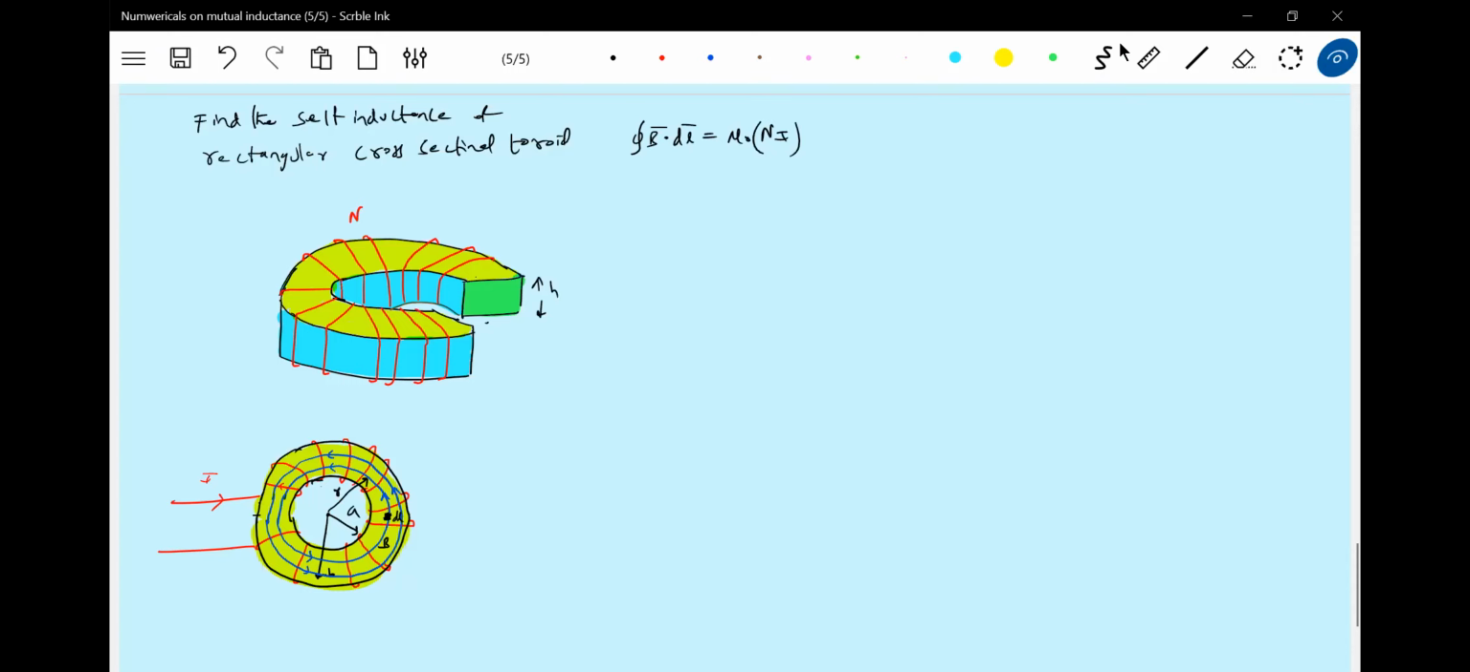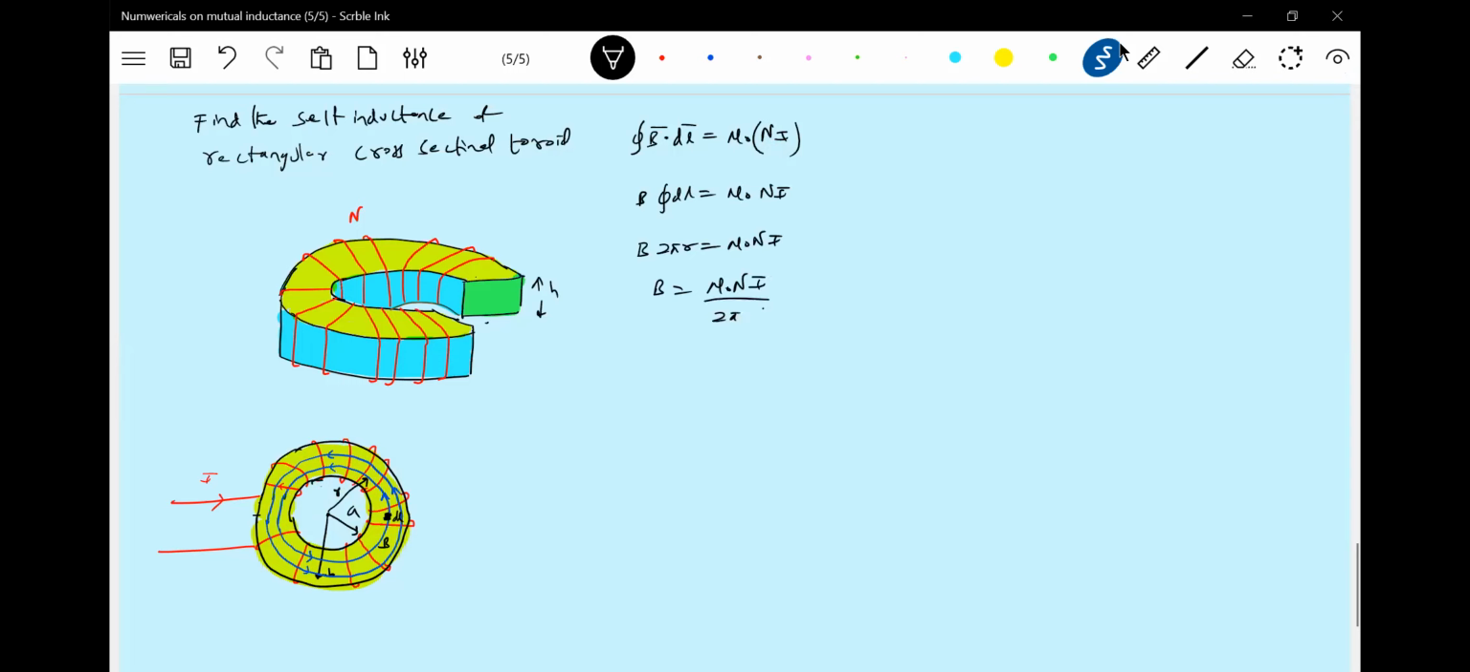Why N into I? So these many turns: 1, 2, 3, 4, 5. Here is what the Amperian loop is assumed. So how many turns are enclosed? 1, 2, 3, 4, 5, 6, 7, 8. So N I's are enclosed here. So this will become B bar into dl equals mu naught N I, so B into 2 pi R equals mu naught N I.